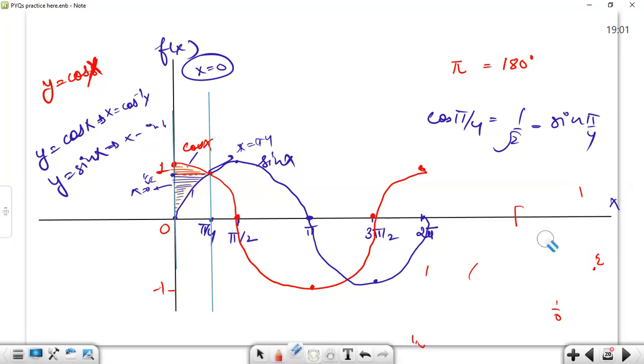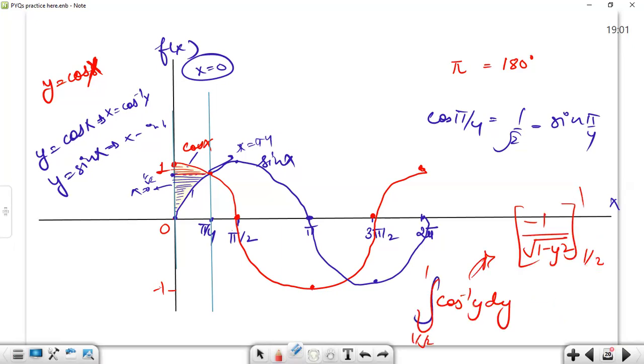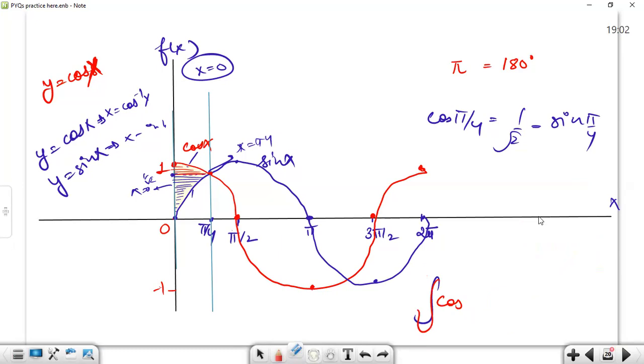Now what we can do other than this, there is another method. We can represent these functions in terms of x only, and we will do so by finding the area under the curve cos x, and then subtracting from it the area under the sin x curve.